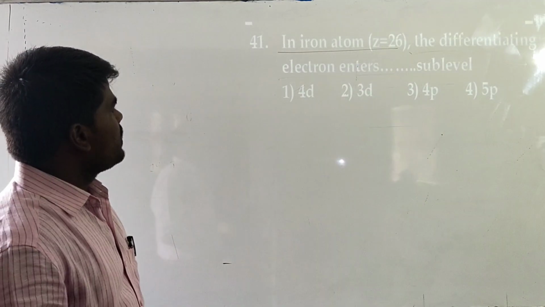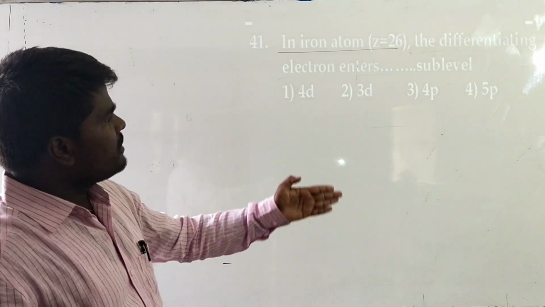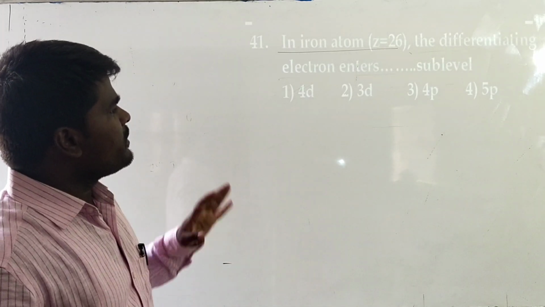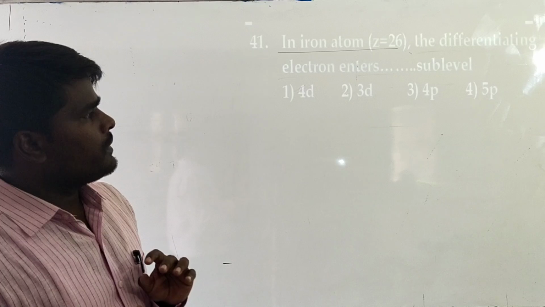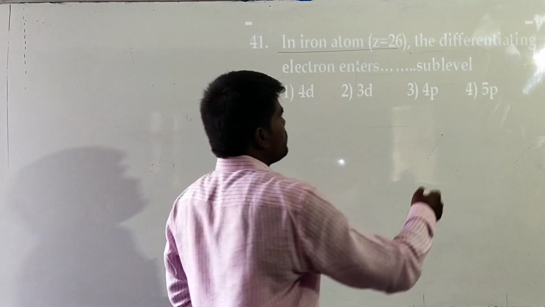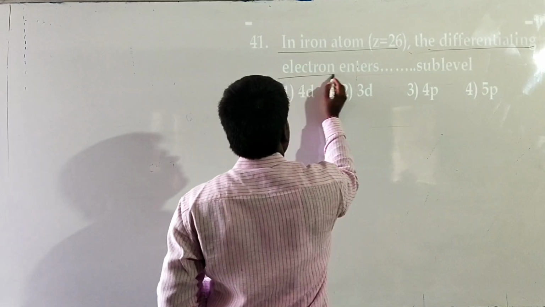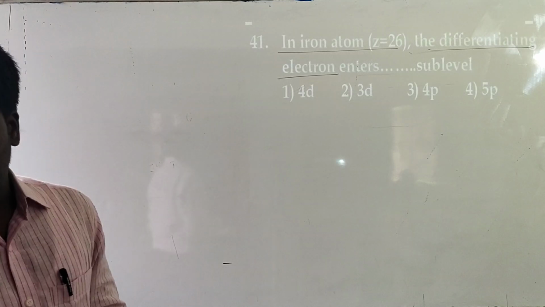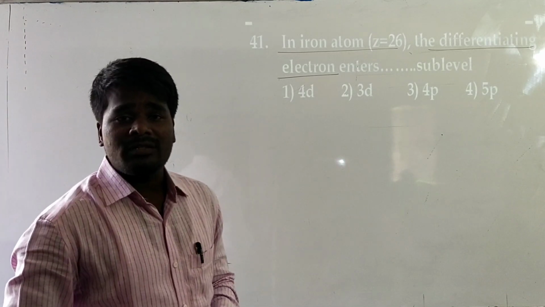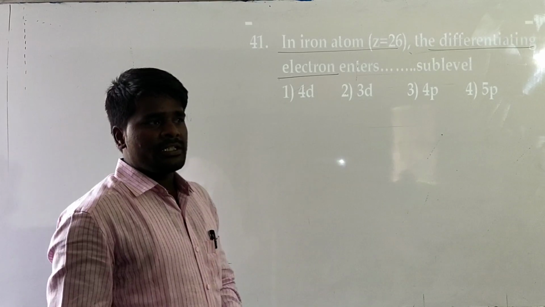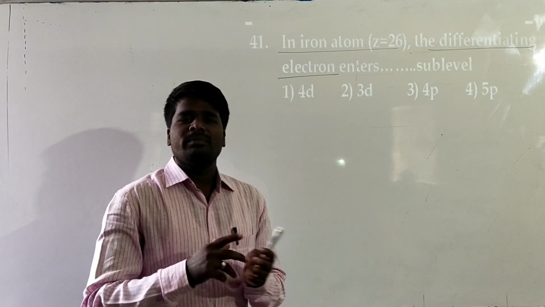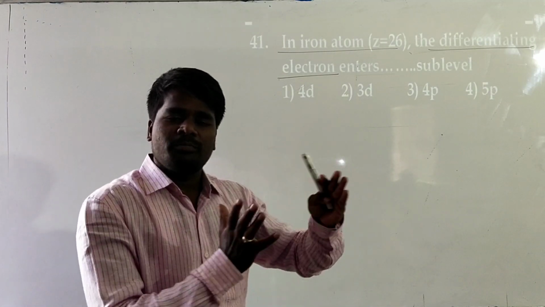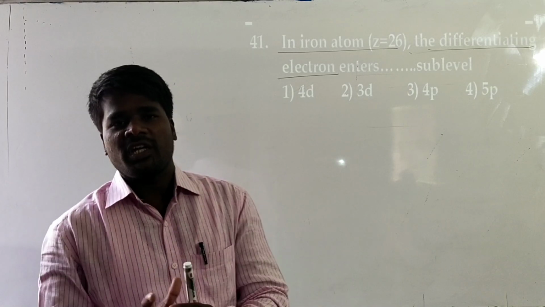Here comes our next question. In an iron atom with atomic number 26, the differentiating electron enters into which subshell? First of all, try to understand what is meant by a differentiating electron. The electron which differentiates an element from its previous element is called the differentiating electron. In the periodic table, two consecutive elements vary by one electron. That one electron which differentiates one element from its previous element is called the differentiating electron.